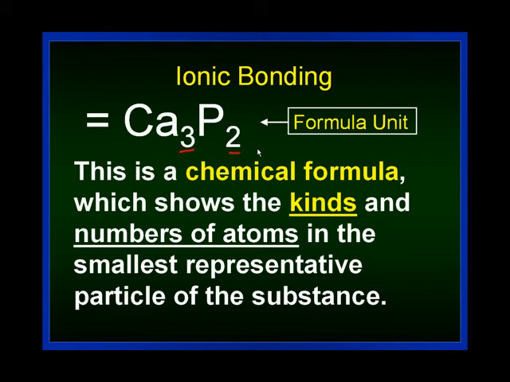Okay, so this is your first chemical formula here. It shows the kinds and numbers of atoms in the smallest representative particle. So it shows our kinds. We have calcium and phosphorus, and it also shows how many. I have 3 calcium and 2 phosphorus. And that's the smallest whole number ratio, meaning we can't divide and get smaller numbers.